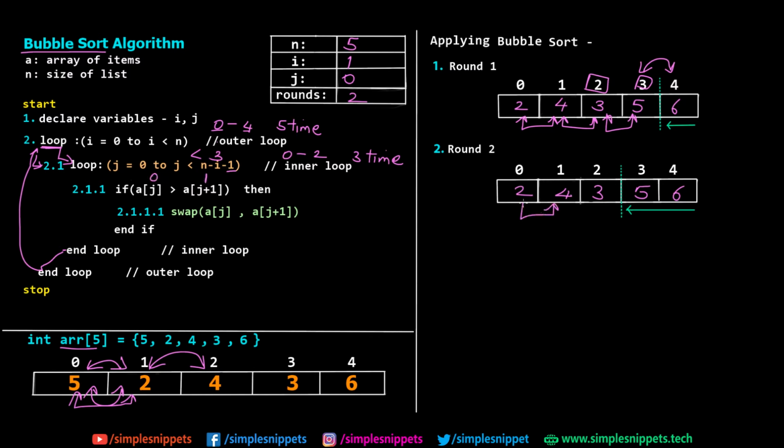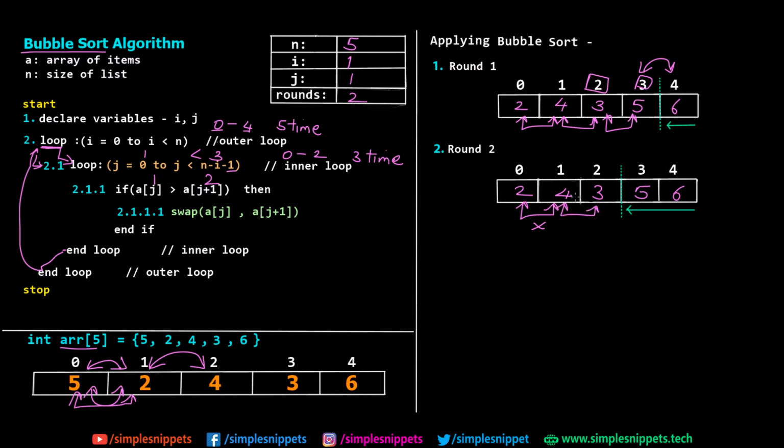So these two values are compared. Is 2 greater than 4? No. So no swapping is required. We will move ahead. j will become 1. Is 1 less than 3? Yes. We will go inside the inner loop. Again comparison. Now a of 1 and a of 2 is compared because j has become 1. So now we are comparing these two values.